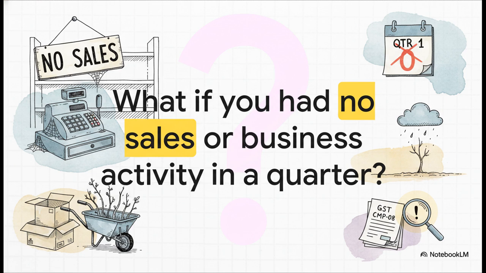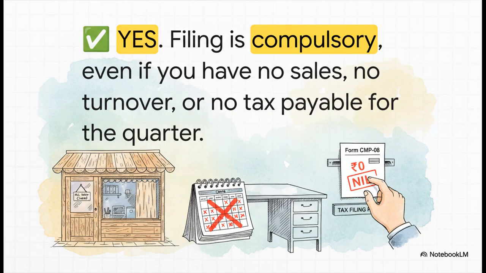Do you still have to do anything? Can you just skip it? Yes, 100% yes. You still have to file. Even if your sales were 0, you are required to file what's called a Nil CMP-08. You're basically just officially telling the government you had no business activity. If you skip it, you'll run into problems.